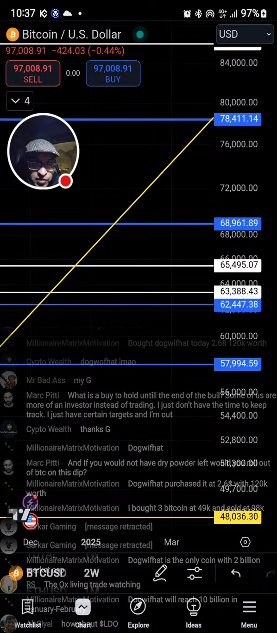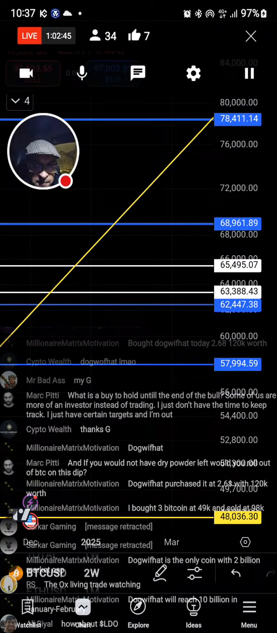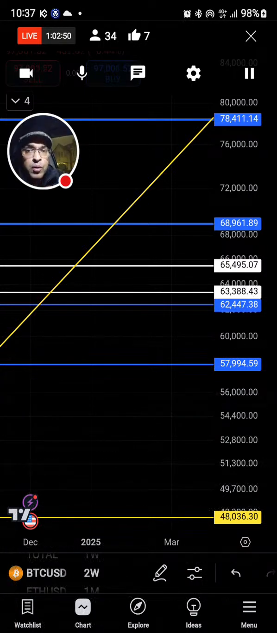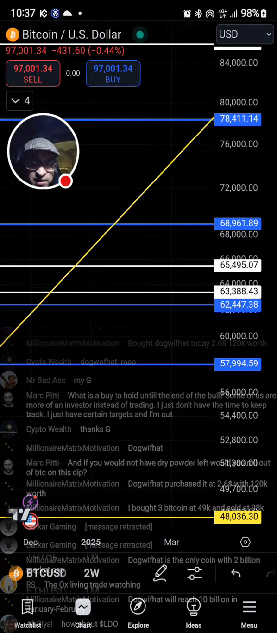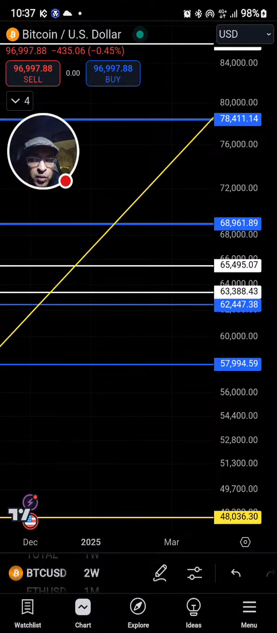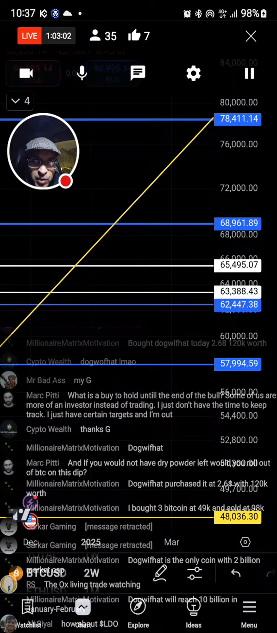I don't know. Message rejected. I can't see those messages. Dog with hat is the only coin at 2 billion with two. I can't see what 2 billion what, brother. Can you tell me 2 billion what? Just put some emojis or whatever underneath the chat so I can see what it is.